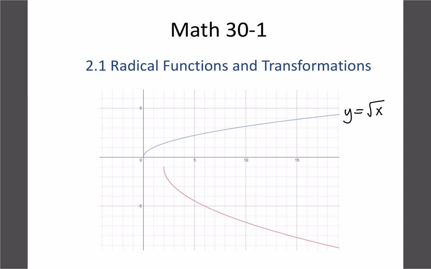So this blue graph is the equation y equals square root of x, and we can see the red one is some sort of transformation. We've reflected it vertically, we've shifted it over 2, down 1, and we've also done some sort of stretch. So for this topic, we're going to be looking at what the graphs look like and how we would do the transformations, much like we did in chapter 1.